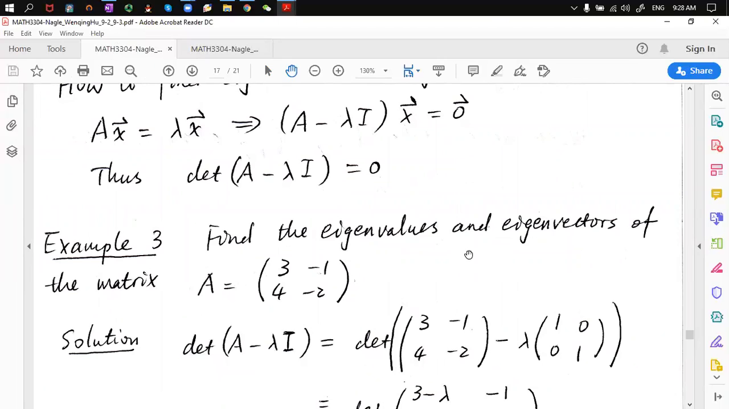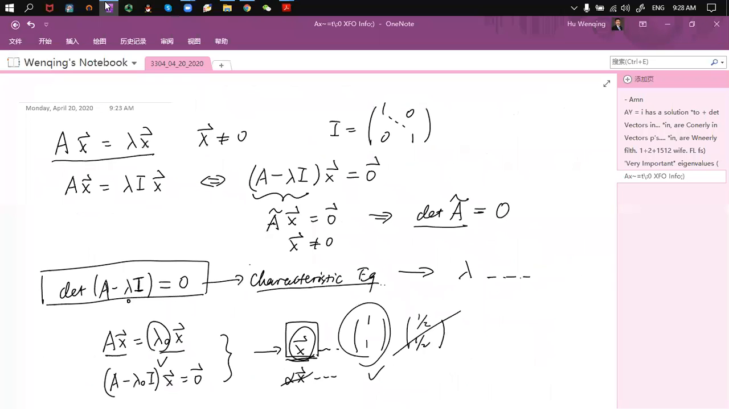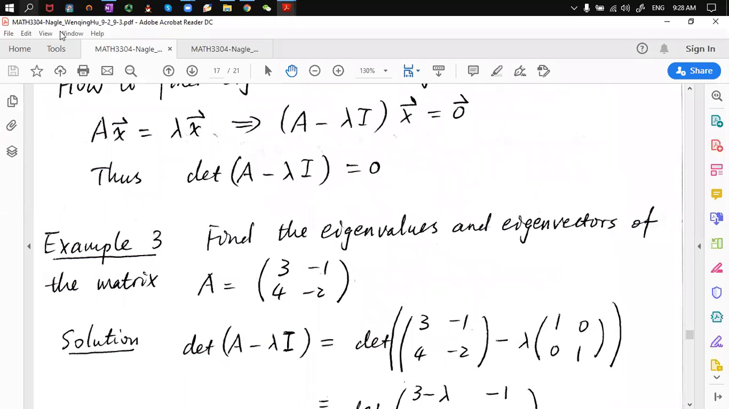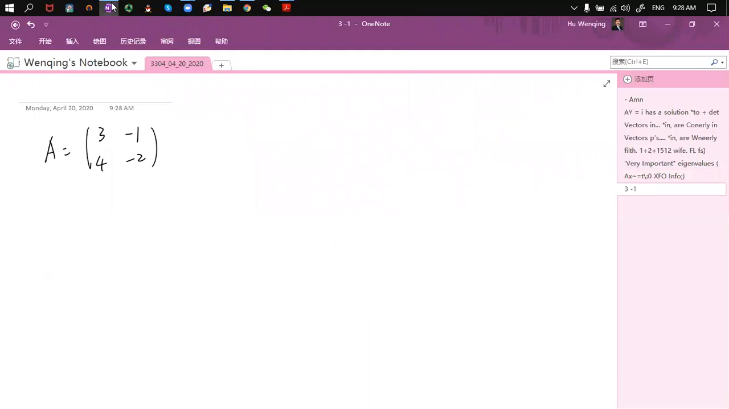For example, can you find the eigenvalues and eigenvectors of this matrix 3, minus 1 and 4, minus 2? That means the matrix A is 3, minus 1, 4, minus 2. I want to calculate its eigenvalues and eigenvectors. So what should I do?